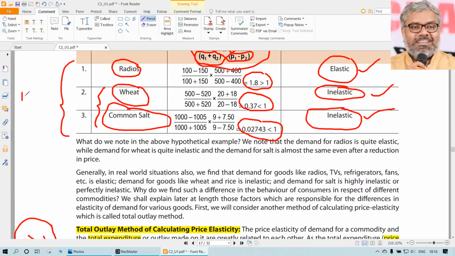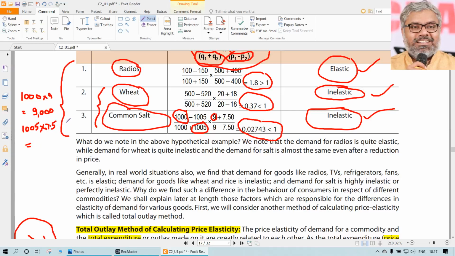You can understand it for the same example for salt also. What was the original revenue? Original quantity 1000 multiplied by the original price of 9 rupees. That means 9000 rupees is the original total revenue for salt, right? Now what happened? Price decreased but quantity increased only a little bit. So what is the new quantity now? 1005 is the new quantity, but that has to be multiplied with what? What is the new price? The new price is 7.5.